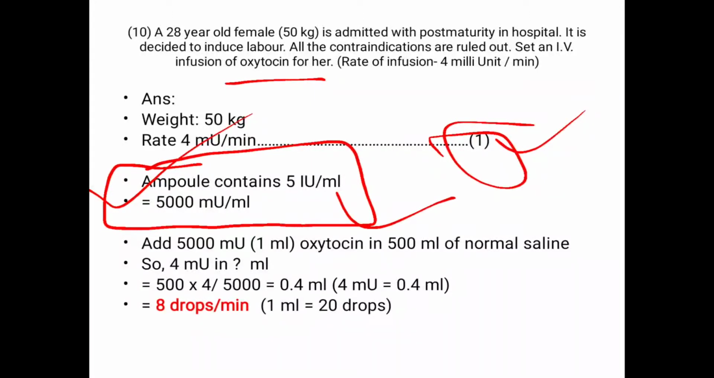So again we have to use this formula: 1 ml is equal to 20 drops. So 0.4 ml contains how many drops? Our ultimate answer will be 8 drops per minute.